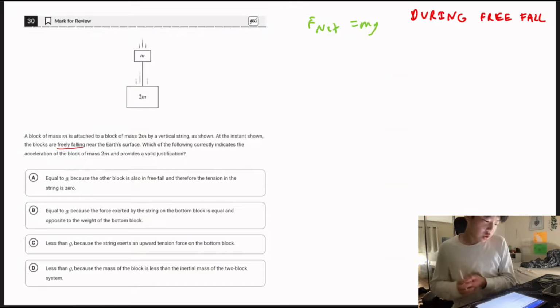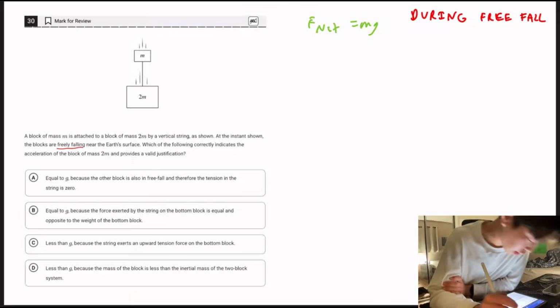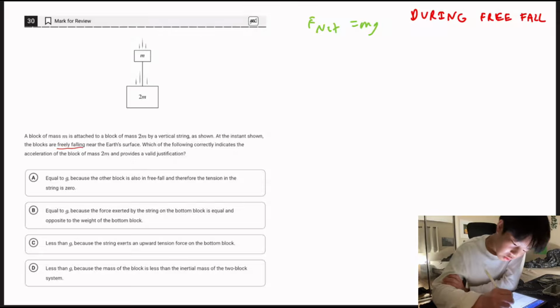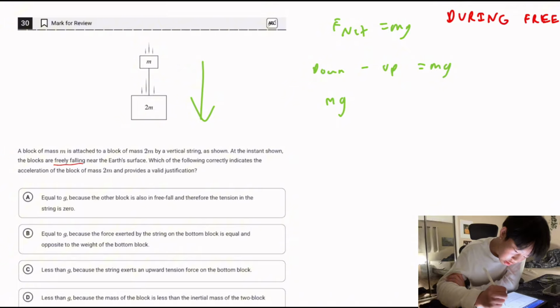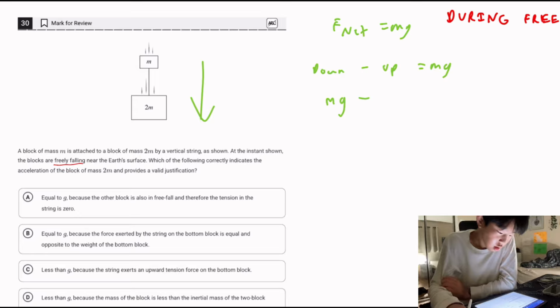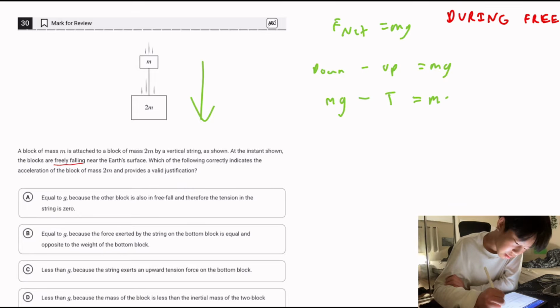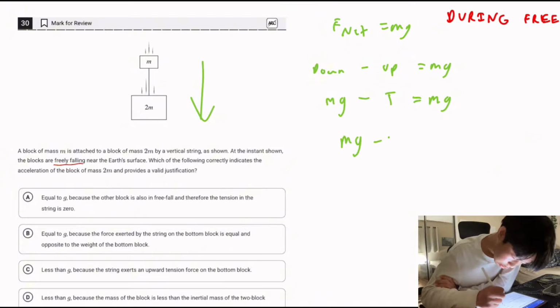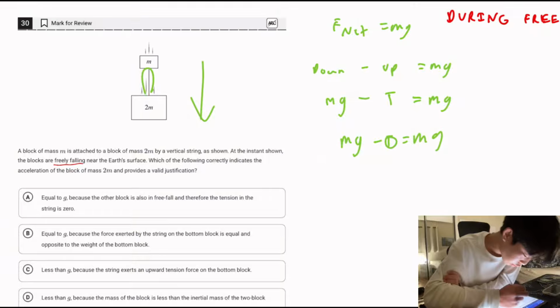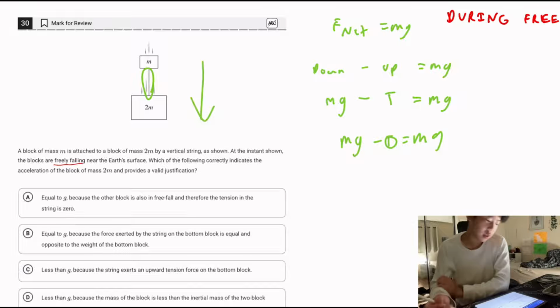Okay. So let's write the up forces and the down forces. Actually, no, the direction of acceleration is downward. So we're going to do the down force minus the up force equals mg. So the down force is mg minus the up force, which is T, which is equal to mg. As you can see, mg minus T equals mg. T has to be 0. So the tension force in this system has to be 0.